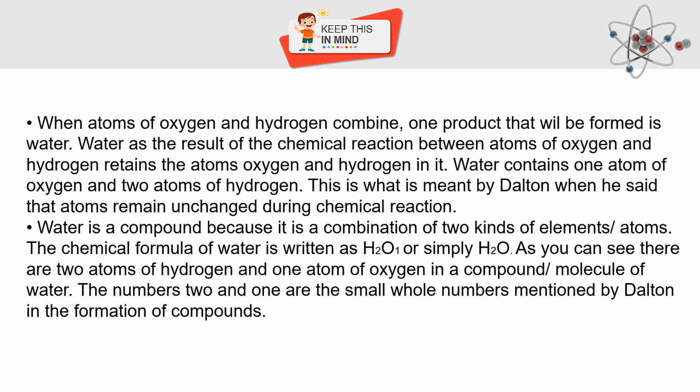Water is a compound because it is a combination of two kinds of elements or atoms. The chemical formula of water is written as H2O1 or simply as H2O. As you can see, there are two atoms of hydrogen and one atom of oxygen in a compound or molecule of water. The numbers 2 and 1 are the small whole numbers mentioned by Dalton in the formation of compounds.